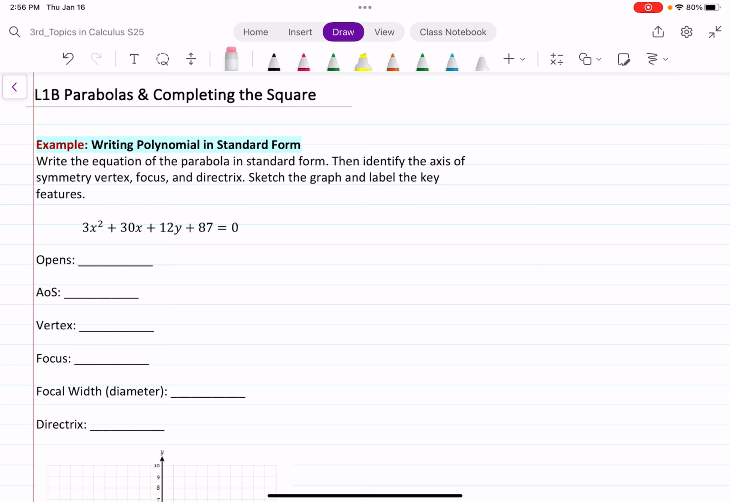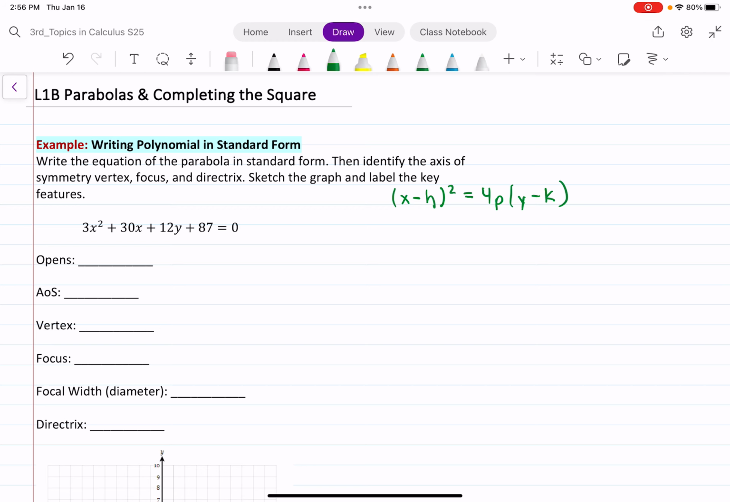All right, in today's lesson, you're going to apply the skills you learned in yesterday's lesson with completing the square. So we're going to get this problem to be in the standard form of what we learned yesterday about conic sections with parabolas, and that it's (x minus h) squared equals 4p(y minus k), right?